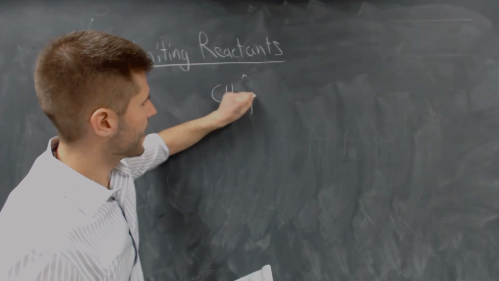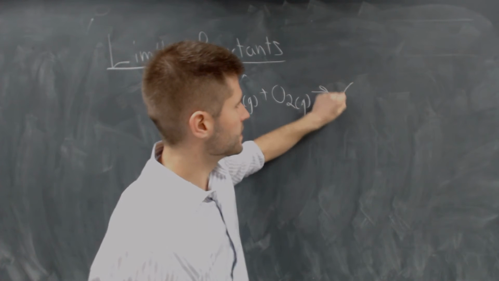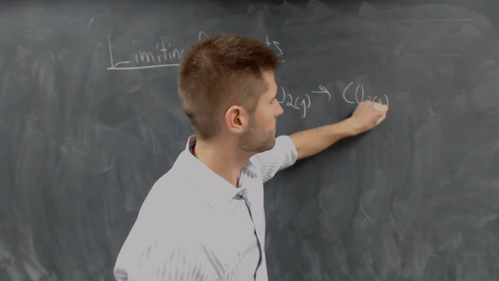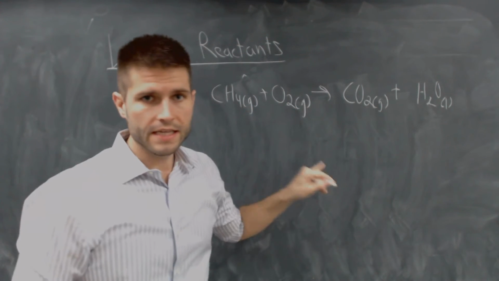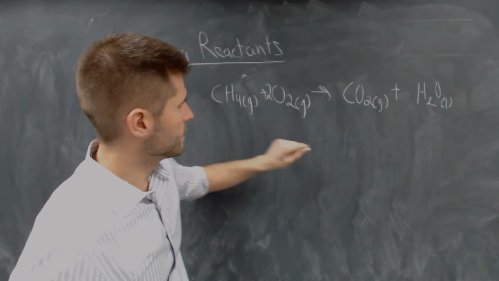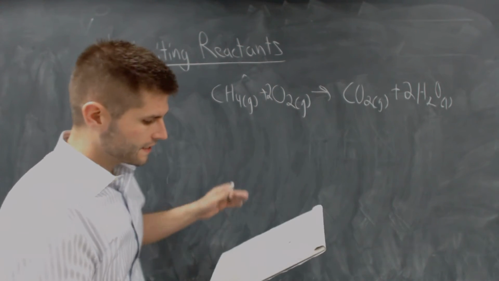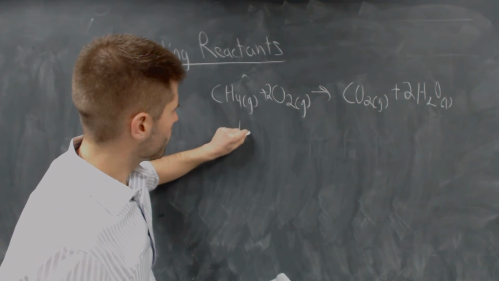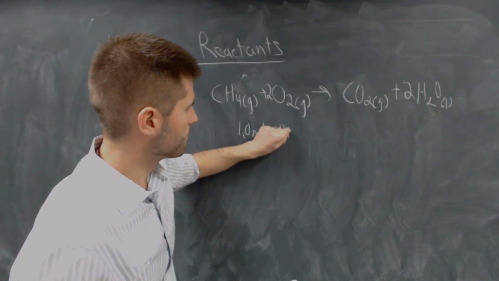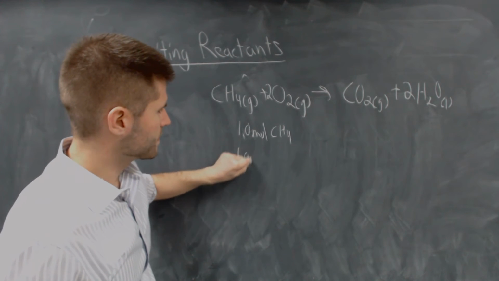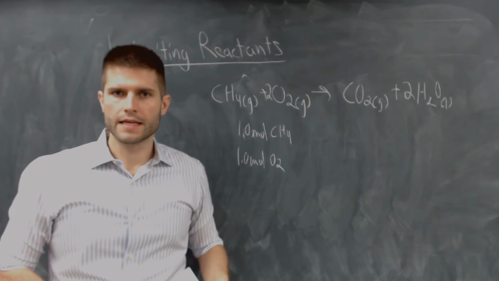CH4, methane is a gas. We're going to combust that with oxygen gas. This is going to produce CO2 gas and H2O, liquid. In this case, this is not a balanced chemical equation. We need a 2 in front of the oxygen and a 2 in front of the water. Let's say that I started with 1.0 moles of methane, and I combusted that with 1.0 moles of oxygen. How much product can I produce?